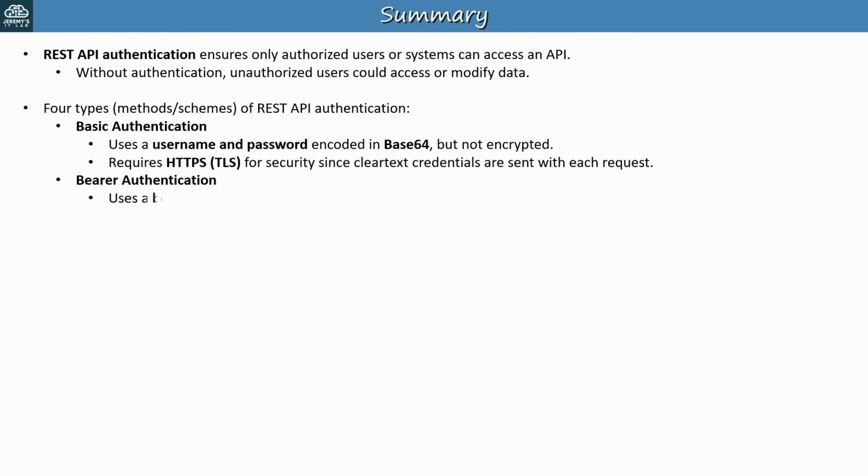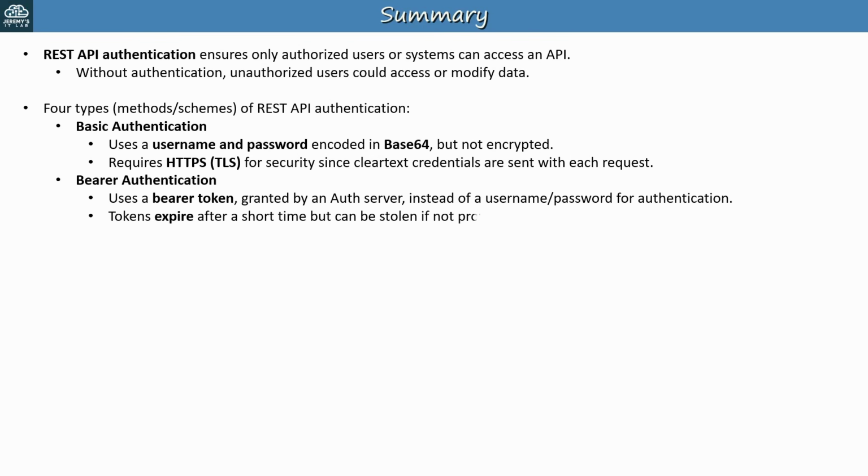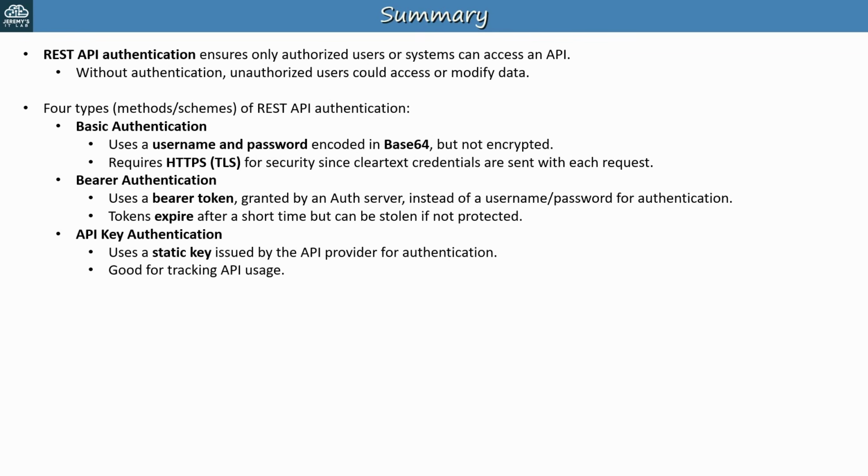Bearer authentication is a step up in security, using a token issued by an authorization server instead of sending a username and password in every request. Tokens expire after a short time, which increases security, but they can still be stolen if not protected with HTTPS. Next, API key authentication works similarly, but uses a static key issued by the API provider. It's good for tracking API usage, so it's commonly used by cloud service providers and third-party APIs.